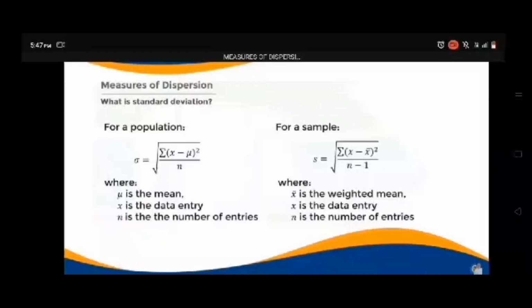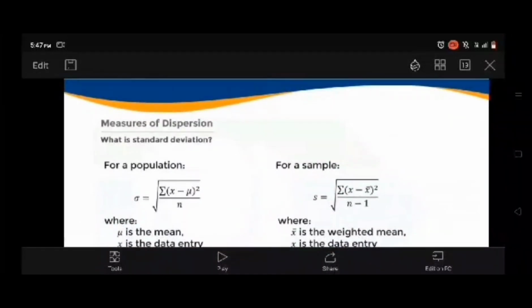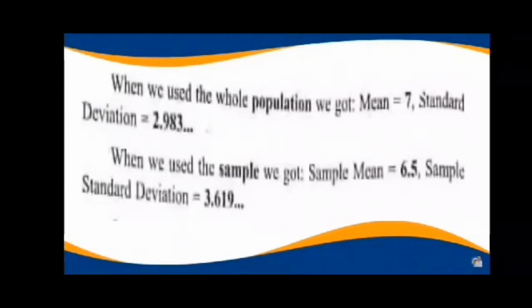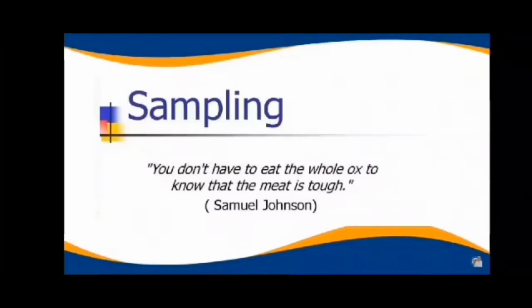Okay, so in the previous discussion, we have learned that there are two formulas in getting the standard deviation. These two are, first, using the population mean, and second, using the sample mean. So for example, if we have our population mean, which is 7, the standard deviation is 2.983, and if we have our sample mean 6.5, then our standard deviation is 3.619. As you can notice, they are different, they are not equal, but close to each other.